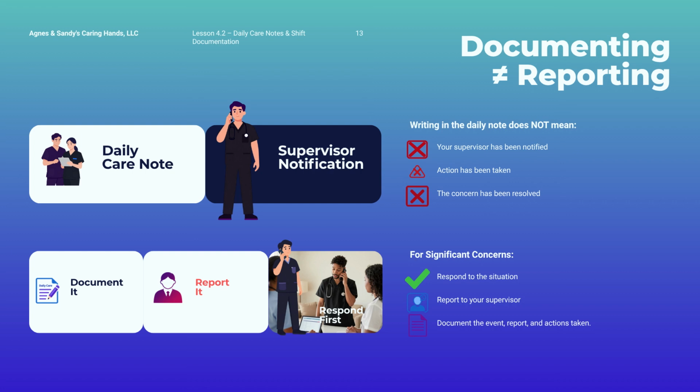This is extremely important. Documenting a concern does not necessarily satisfy your responsibility to report it. Your supervisor may not be reviewing daily notes in real time. If something requires immediate or prompt notification, contact the appropriate person according to agency procedures. For significant situations, remember the sequence. Respond appropriately, report the concern, and document what occurred.